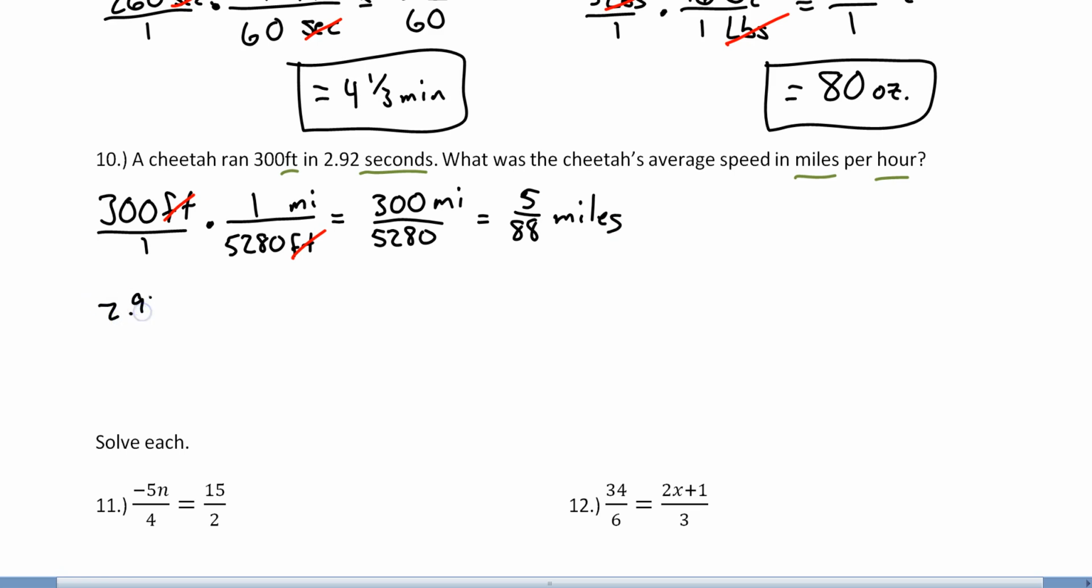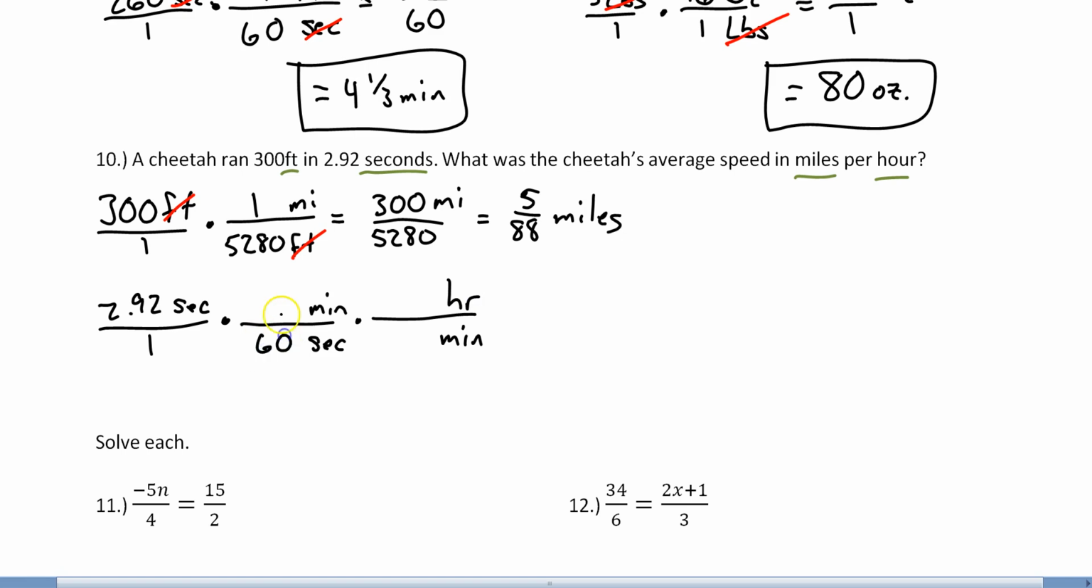It was 2.92 seconds. And again, that's over 1. I'm going to multiply that. I need seconds in my denominator. I want to change it to hours. Now, I can't jump right to hours, so let's say, okay, seconds I can convert to minutes. And then here I can convert minutes then to hours. And again, it's just a game of canceling out these units.